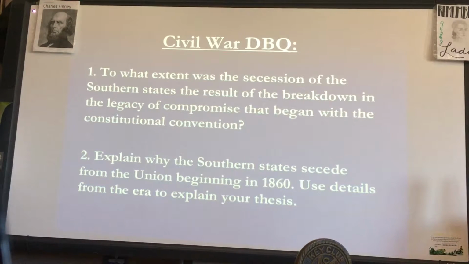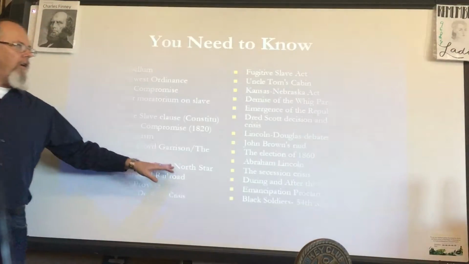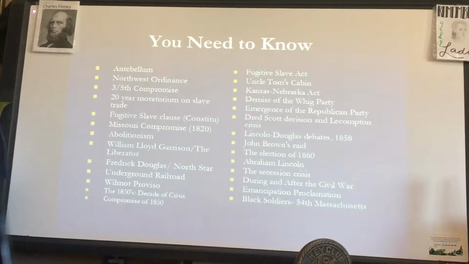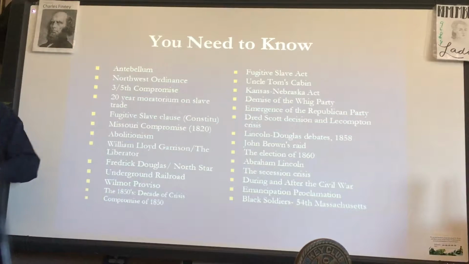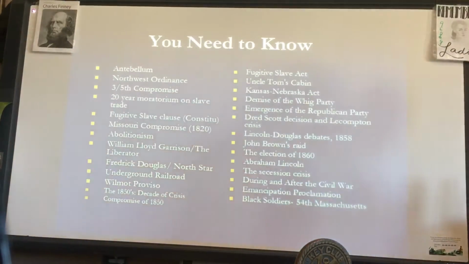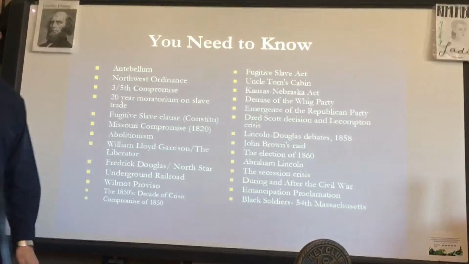Let's look at number 2. Explain why the southern states seceded from the Union beginning in 1860. Use details from the era to explain your thesis. So you have to explain, why did the southern states leave the Union, and you have to incorporate a bunch of these details to help your explanation. And so today I'm going to help you. I'm going to give you the big picture, and then we're going to go through the detail to help you. All right? So that's our end game. So what's the end game? Explain why the South leaves the Union.